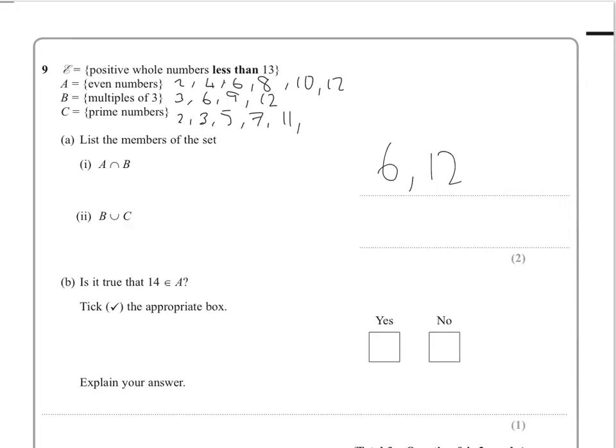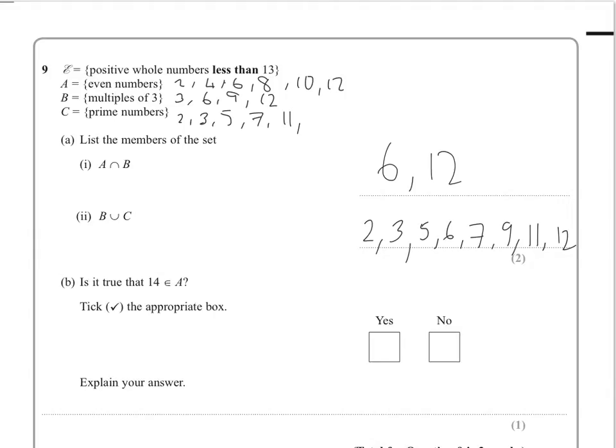B union C, alternatively you can read that as B or C. So I want to list every number that's in B or C, but not repeat. So 2, 3, I'm not going to write 3 down twice, 5, 6, 7, not 8, 9, not 10, 11, 12.